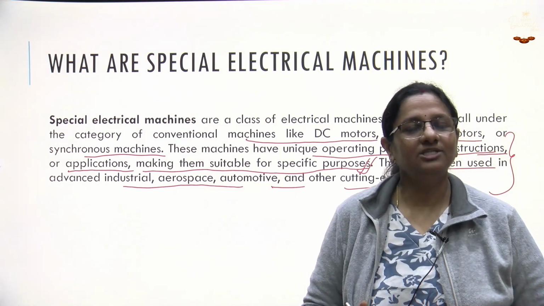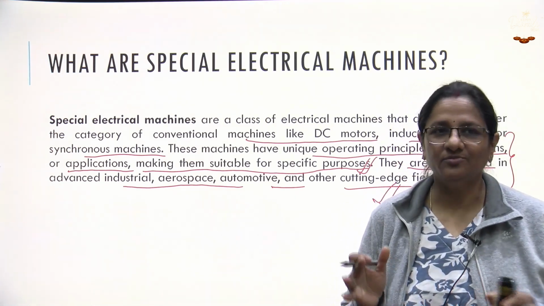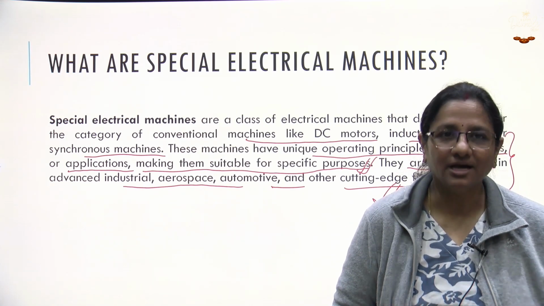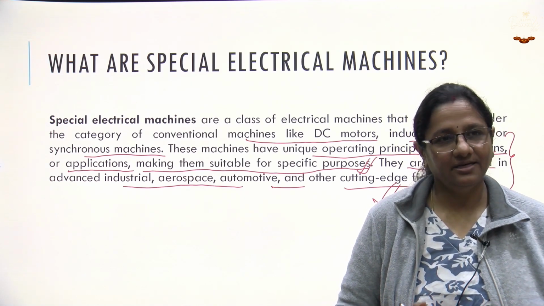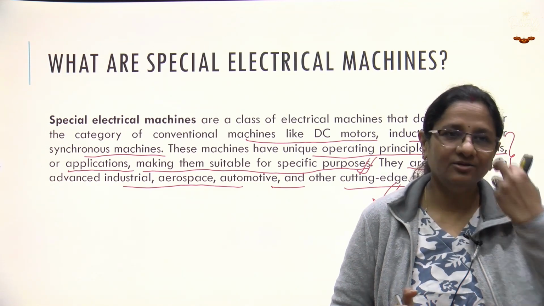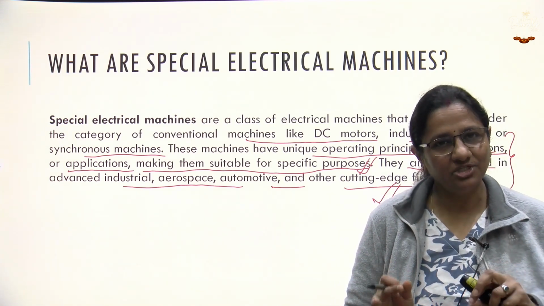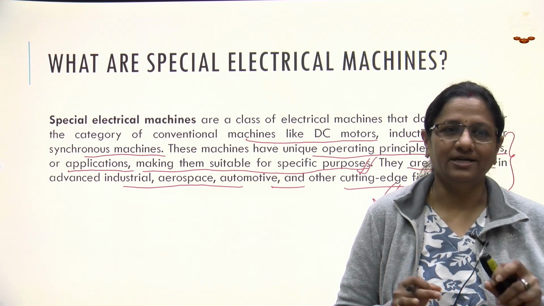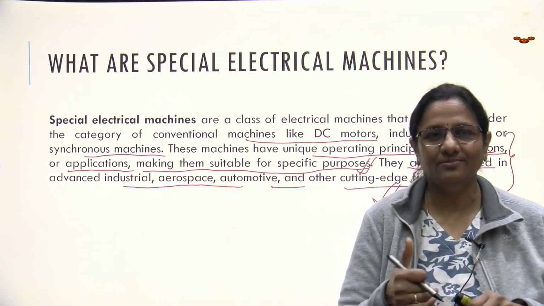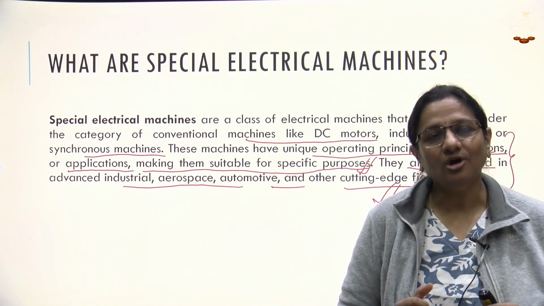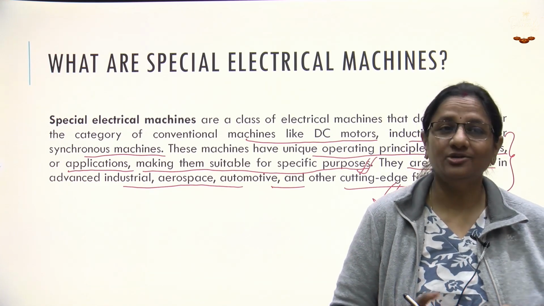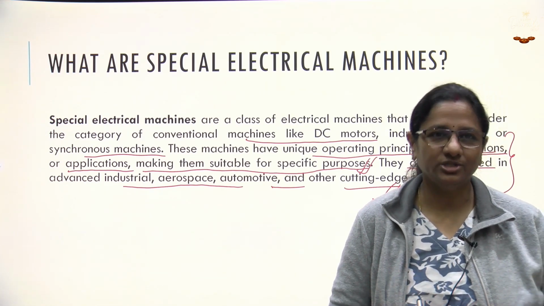So, the special electrical machines are different from the conventional machines like DC machine, induction machine, and synchronous machine. They are the modified versions of the machines with some unique constructional features. And you will find later on that these machines are fed by power electronic converters to impart them certain operation and characteristics. They do possess unique construction, unique principle, and specific application areas.